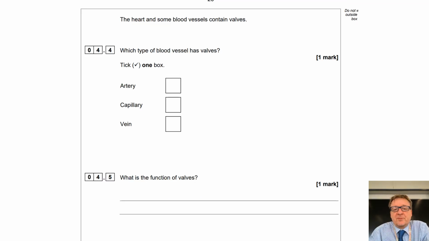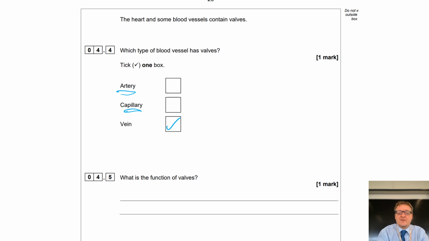The heart and some blood vessels contain valves, correct. Which type of blood vessel has valves? It's not artery, because that's under high pressure. Capillaries are way too small to have valves, so it's veins.